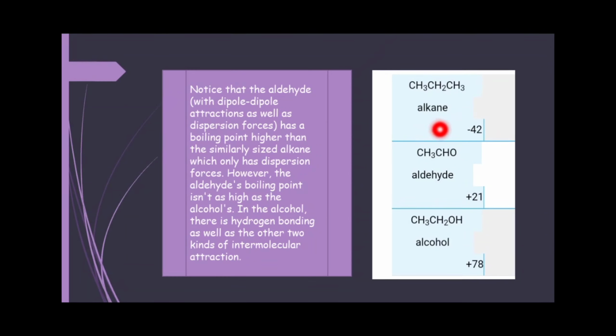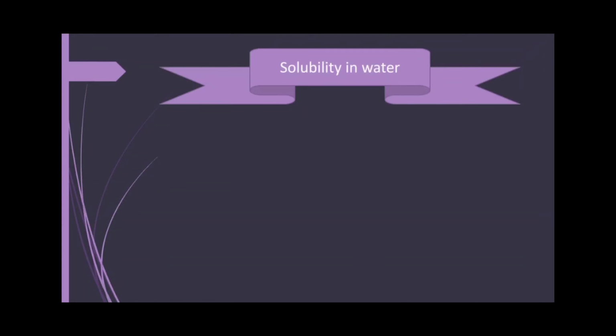So the alkane has the lowest boiling point because it only has dispersion forces, while the aldehyde is higher than the alkane because it has dispersion forces as well as dipole-to-dipole attraction. And lastly, the alcohol has the highest boiling point among the three examples because it has dispersion forces, dipole-to-dipole attraction, and hydrogen bonding. Now, let's talk about the solubility in water of aldehydes and ketones.